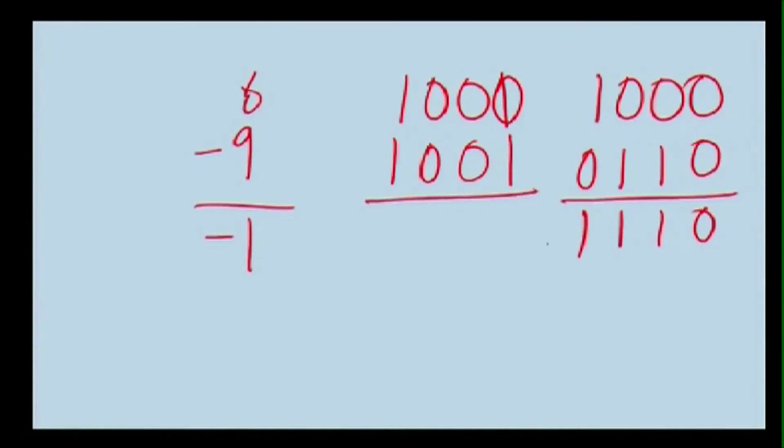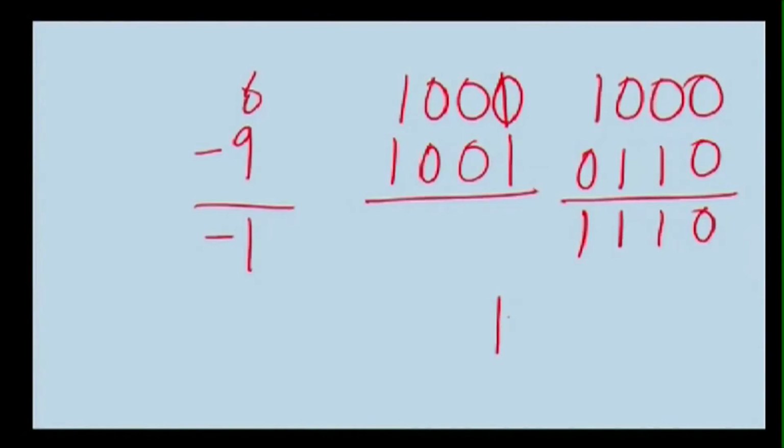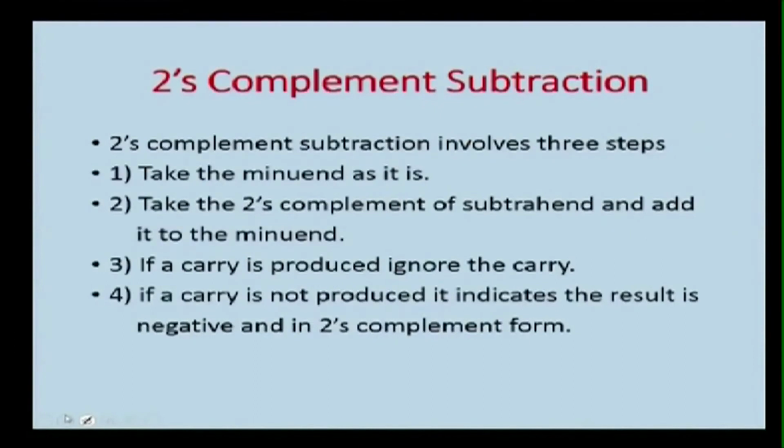Now when I add up, I am getting 1, 1 and 1. So we find that there is no carry here, which means this result is negative and also the 1's complement of this number. What will be the 1's complement of this number? It will be 1 0 0 with a negative sign, which is actually 1. So this is how 1's complement subtractions are carried out. Now let us go on to the next topic, which deals with 2's complement subtraction.